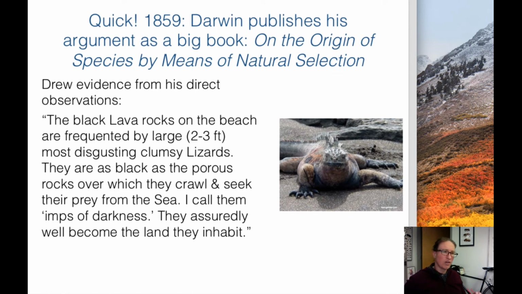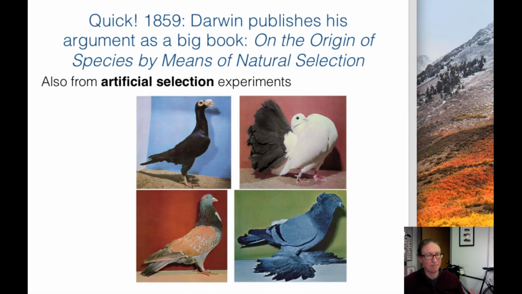And in The Origin of Species, Darwin supported this argument with extensive direct observation. So here's one that's really fun. So he writes, the black lava rocks on the beach are frequented by large 2 to 3 foot, most disgusting, clumsy lizards. They are as black as the porous rocks over which they crawl and seek their prey from the sea. I call them imps of darkness. They assuredly well become the land they inhabit. So he's noticing a connection between the environment and the organism.